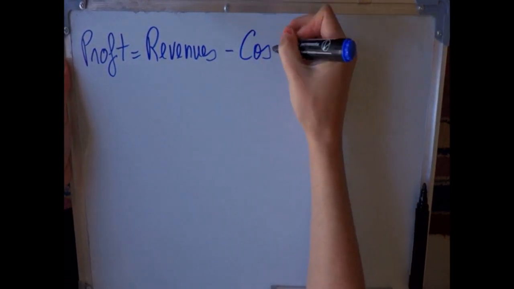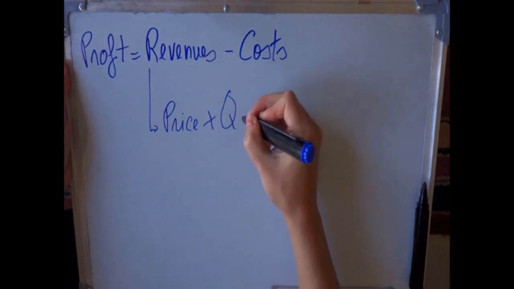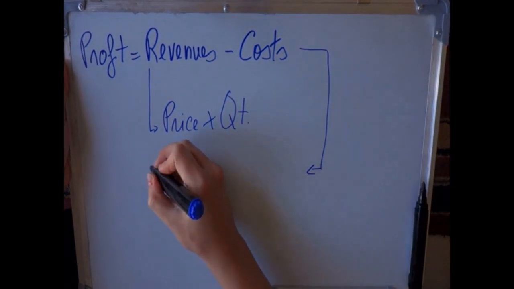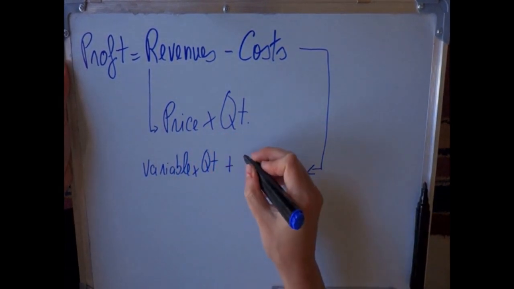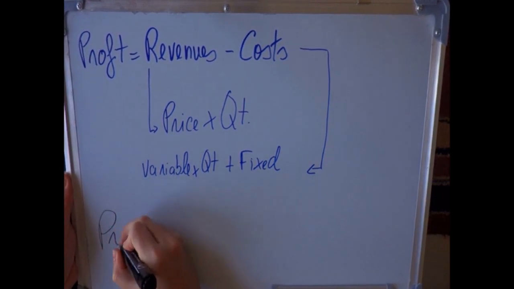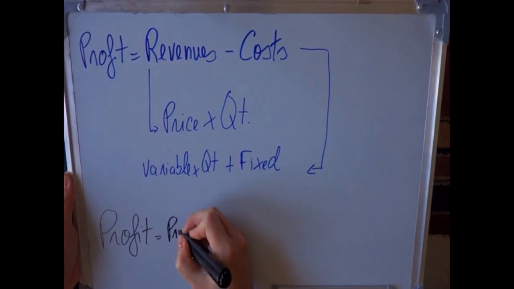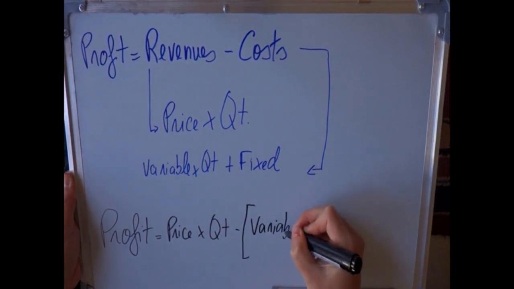As we have seen before, profit equals revenues minus costs. Revenues are equal to price times quantity, and costs are equal to variable costs times quantity plus fixed costs. And as you can see in the title, we are going to deep dive into this from the perspective of a retailer business, selling products and commodities across the country, for example.